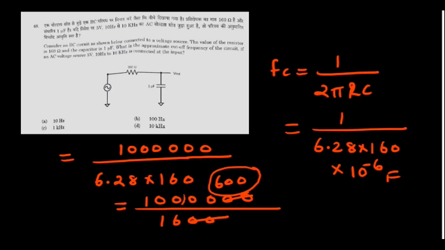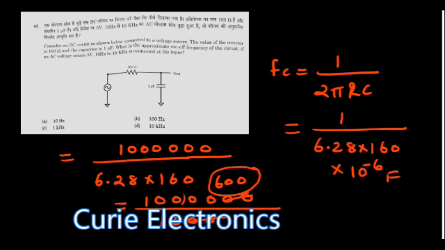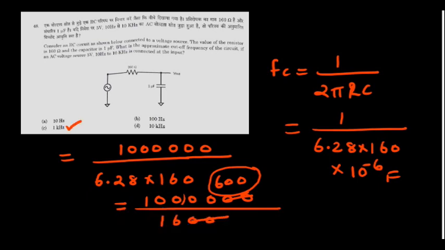Now if you see the options, option A is 10 Hertz, so it's not 10 Hertz. Option B, 100 Hertz. No. Option C is 1 kilohertz, because instead of 6.28 we have taken 10. So if you use the right values and calculate, it will come 1 kilohertz. So 1 kilohertz is the answer. We can't do so much calculation in the exam hall, so this way you can solve it.